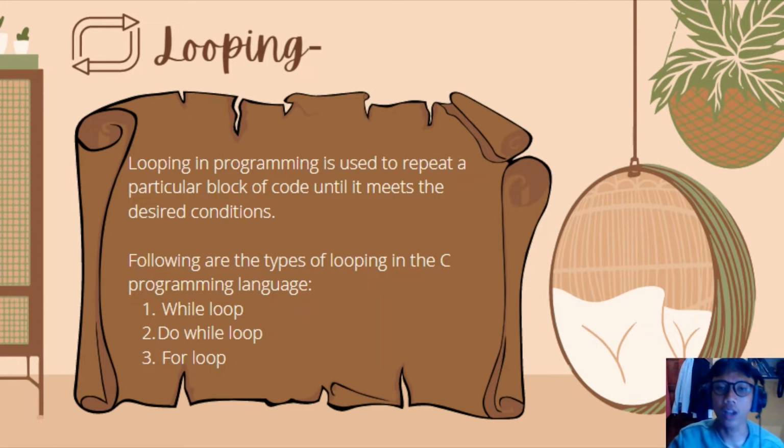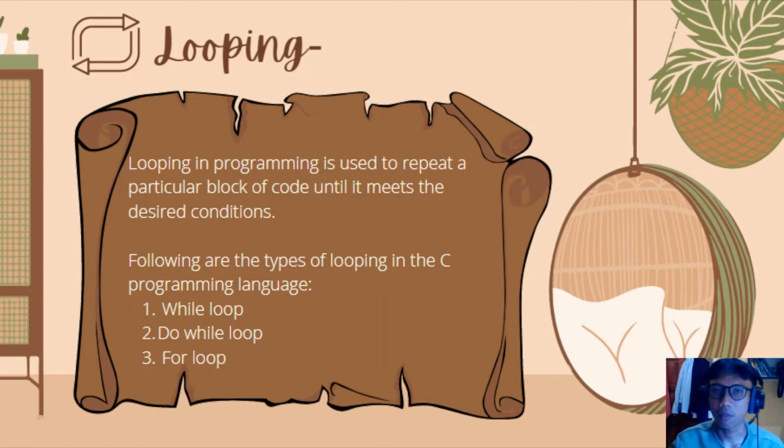The first one is while loop. Second one is do while loop. And third one is for loop. So looping is used to repeat some actions until the conditions have a false value. So the program will continue to repeat the actions while the conditions have a true value, and stops when the conditions have a false value.